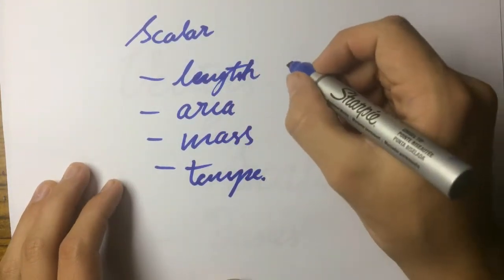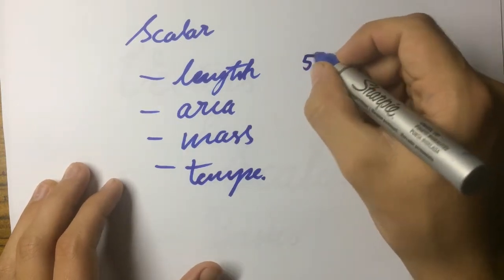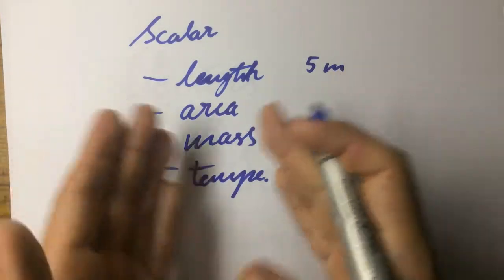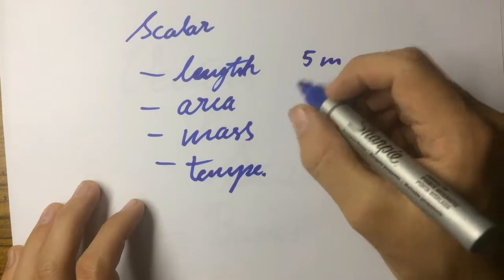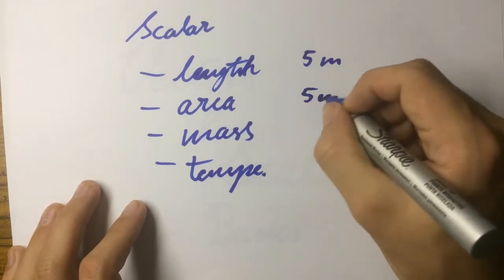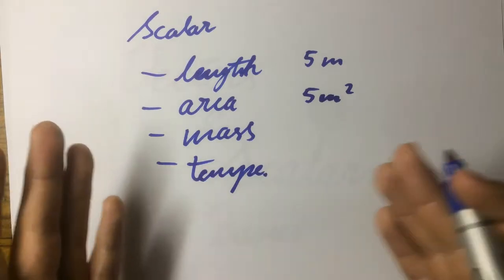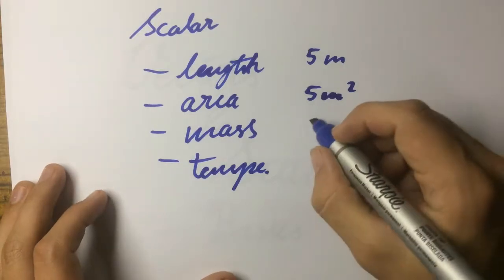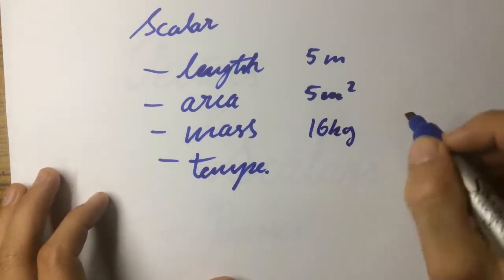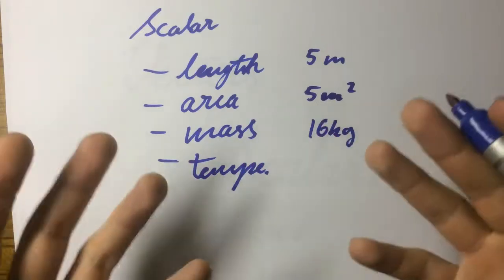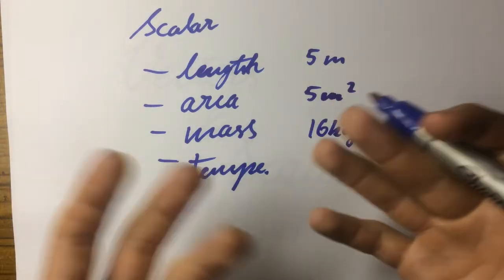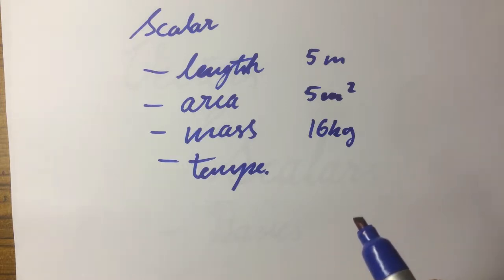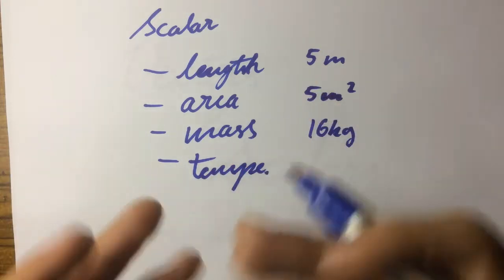Okay, so for the length, an example could be 5 meters. So the size of the length is 5 meters. The area could be 5 meters squared, which means the size of the area is 5 meters squared. That's just how big it is. Mass, 16 kilograms. That's how much something weighs. It weighs 16 kilograms, or it could weigh 12 pounds if you're in imperial. It's how big something is, the magnitude of something.